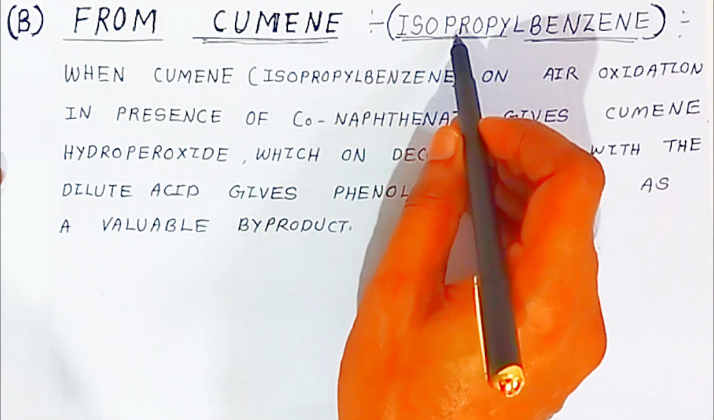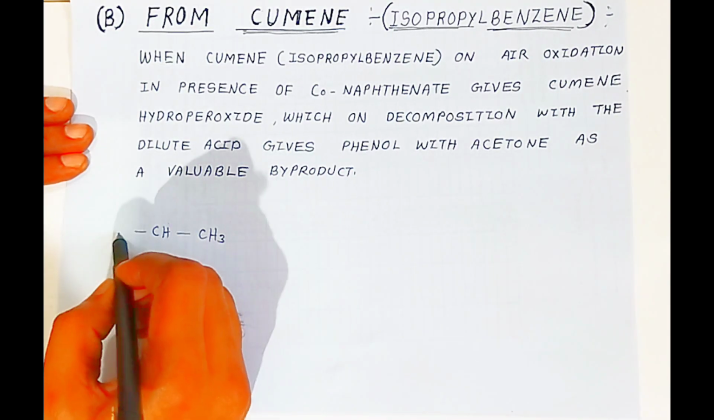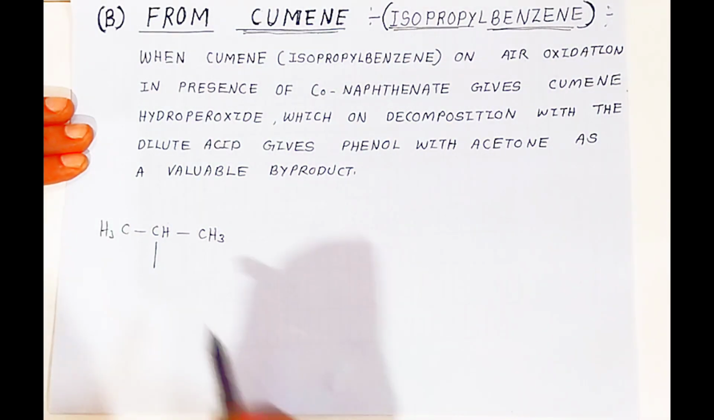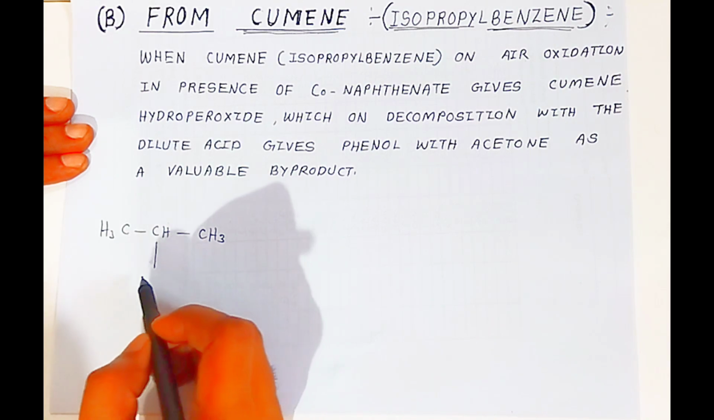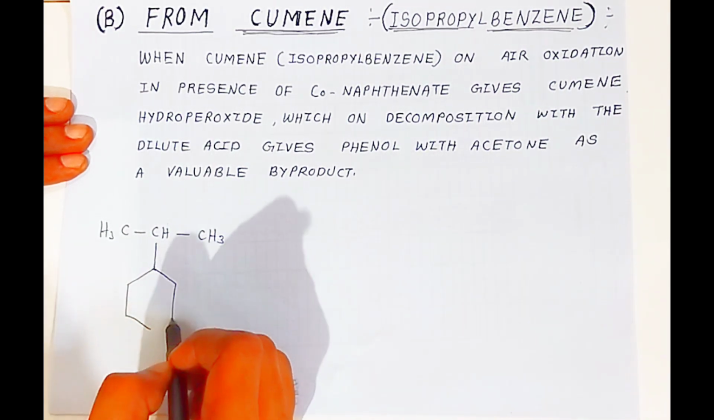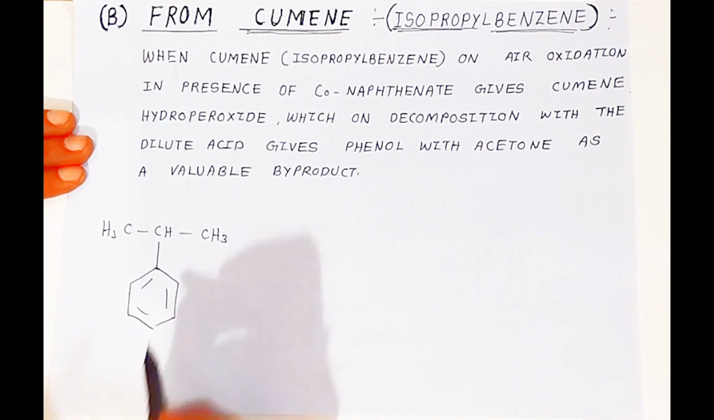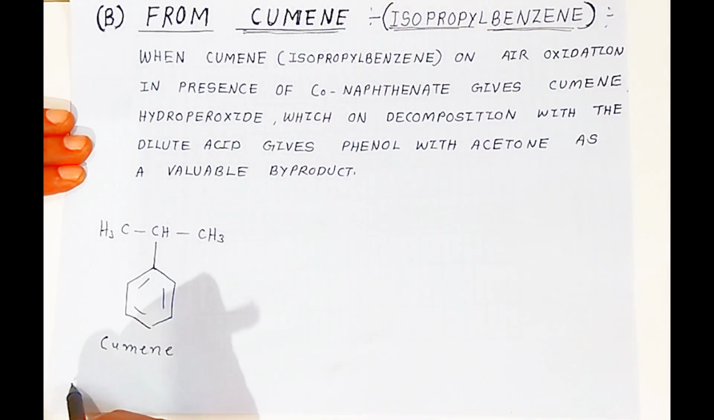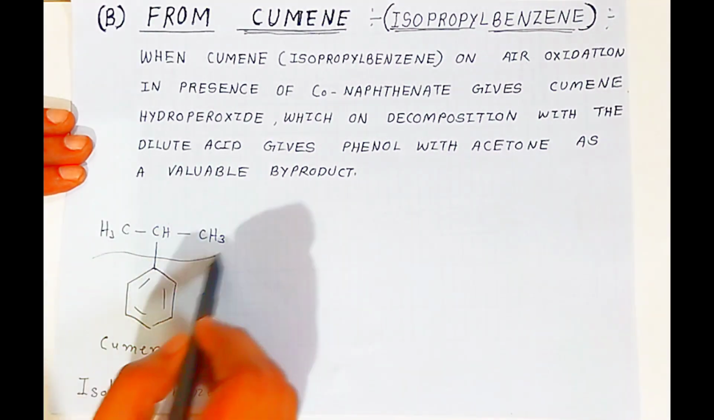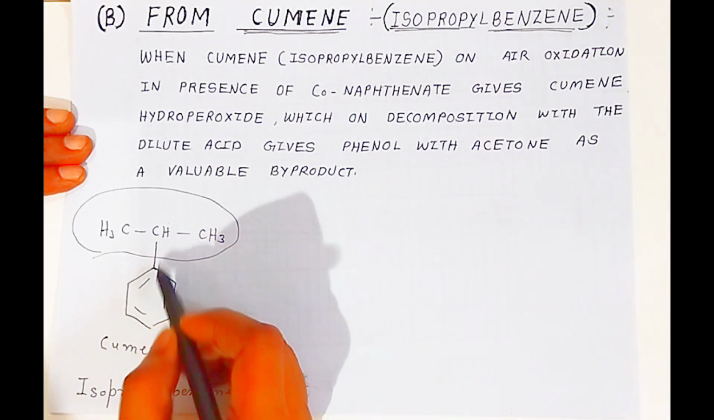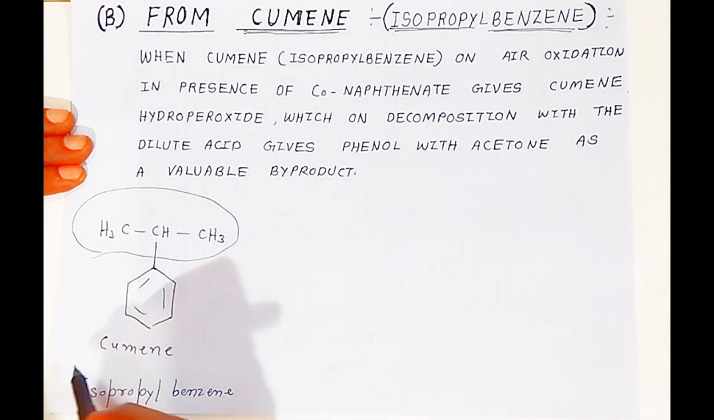First write down the structure of isopropyl, students. Now this is isopropyl. One of the hydrogens here is replaced by a benzene ring. So this is isopropyl, or you can say cumene, and here the benzene is attached, so it is called isopropyl benzene.